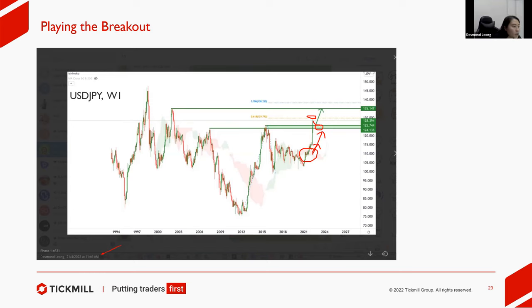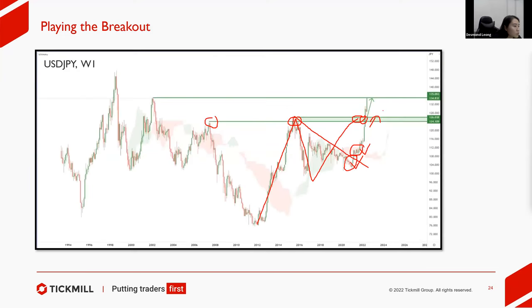Okay, we enter here for a buy, and true enough, price really does go up to this level, which is where we would have put our take profit. Two, how to set take profit for breakout.